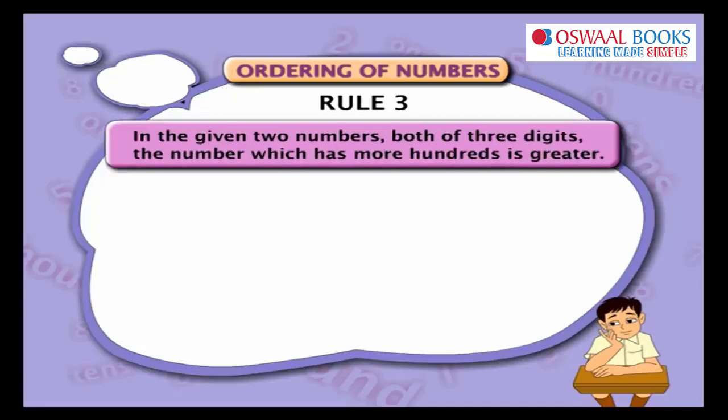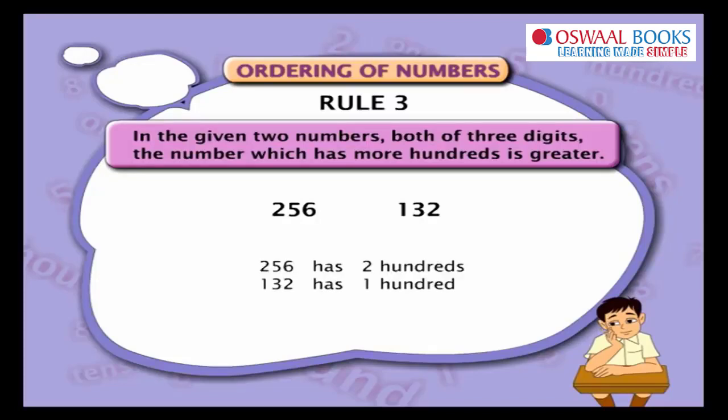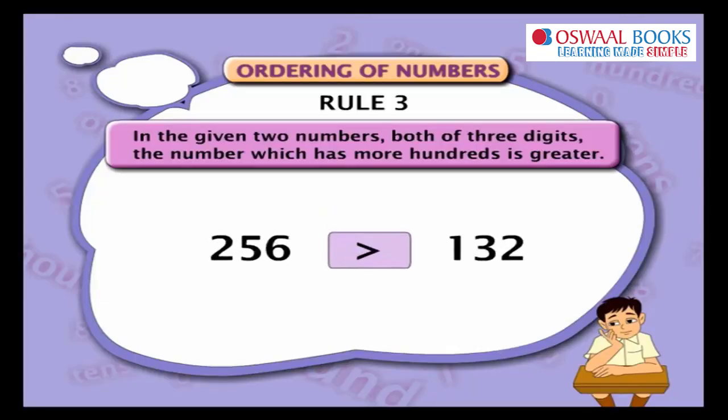Rule 3. In the given 2 numbers, both of 3 digits, the number which has more hundreds is greater. For example, let us take 2 numbers 256 and 132. Here, 256 has 2 hundreds and 132 has 1 hundred. Therefore, 256 is greater than 132. We write this as 256 greater than 132.